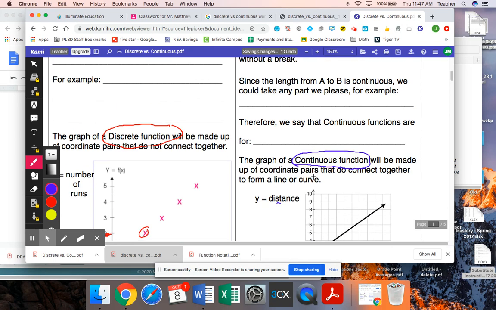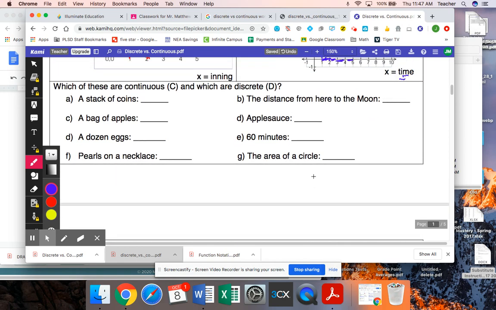All right, so continuous versus discrete. Let's see if we can figure this out. I'm just trying to see if each of these is continuous or discrete. A stack of coins: is that continuous or discrete? Well, I would have 1, 2, 3, 4, so I would call that discrete. A bag of apples: what are the number of apples in there? I can count that. That's discrete. A dozen eggs means there are 12. That is countable, so that's discrete. Pearls on a necklace: even though there are a certain number of them, I could count them. Those would be discrete.